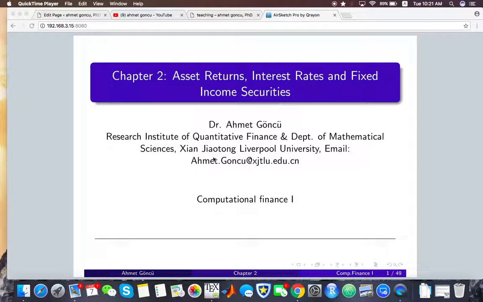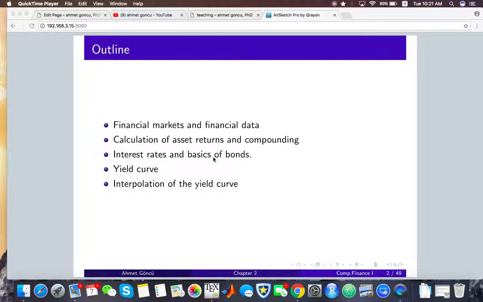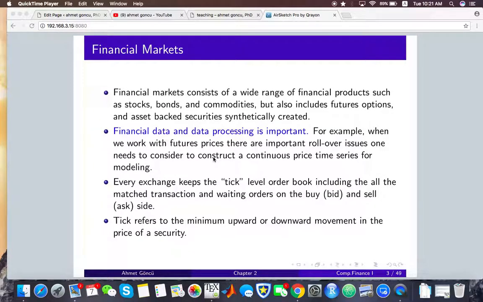Welcome to Chapter 2: Asset Returns, Interest Rates and Fixed Income Securities. In this chapter, we will talk about financial markets and financial data, calculation of asset returns and compounding, interest rates, and basics of bonds, yield curve, interpolation of the yield curve. Let's start with financial markets.